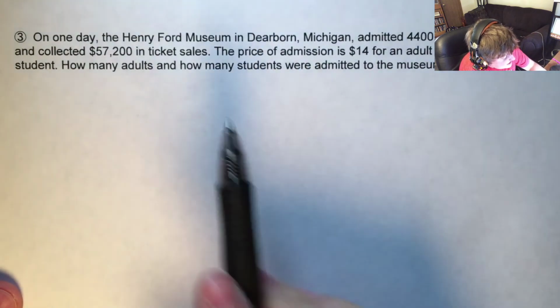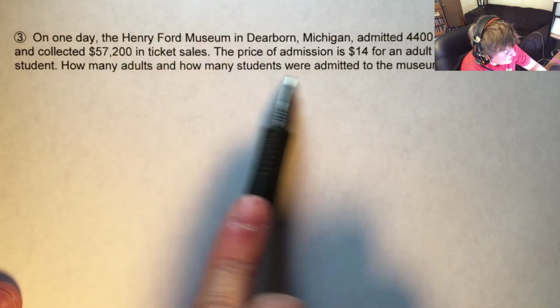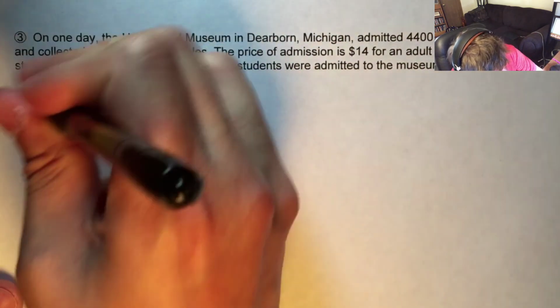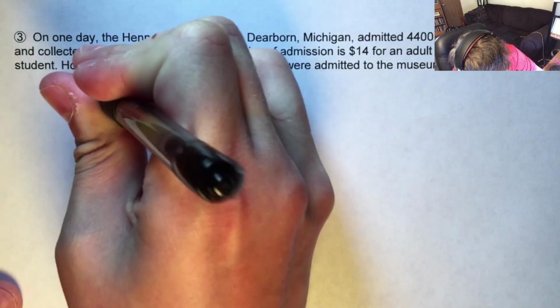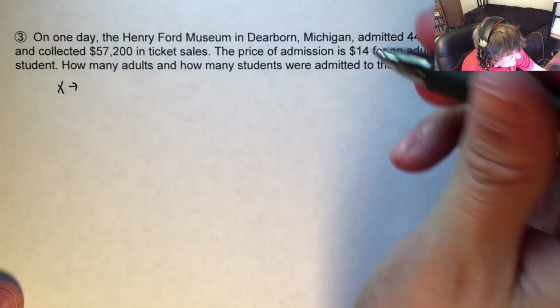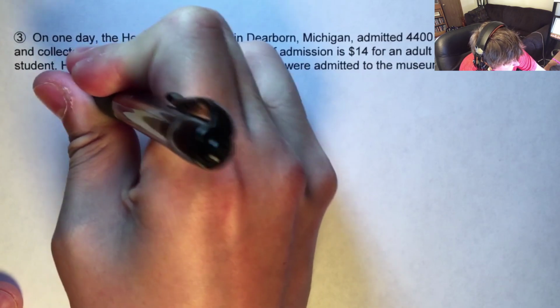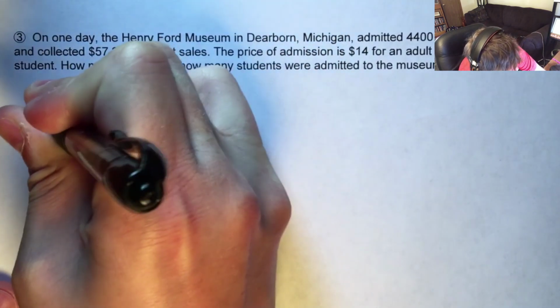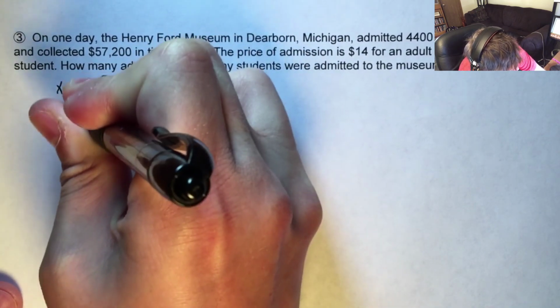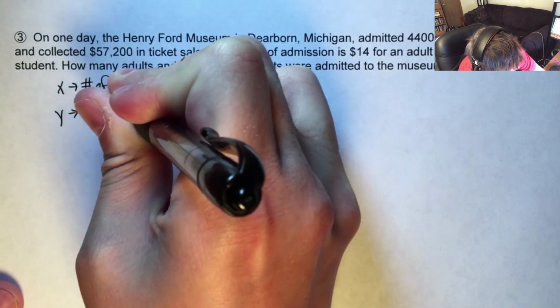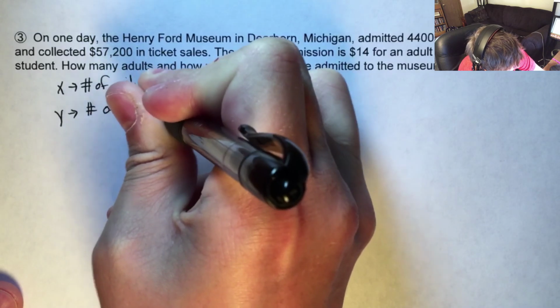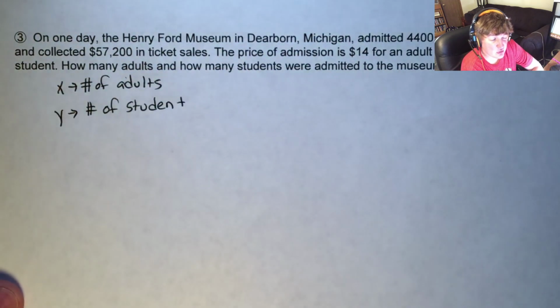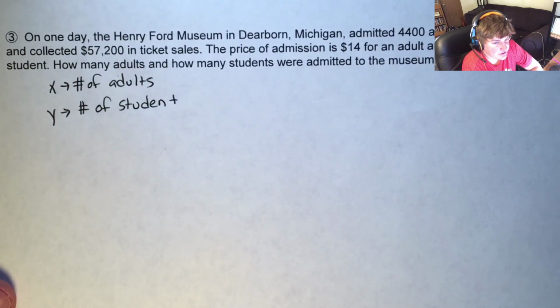Okay, so this one, let's go ahead. The question being asked, how many adults and students were admitted? That can be our variable. So we can say x is going to represent number of adults, and y is going to be number of students. It's important to know what our variables mean because they help us write the equations. They help us analyze our answers.